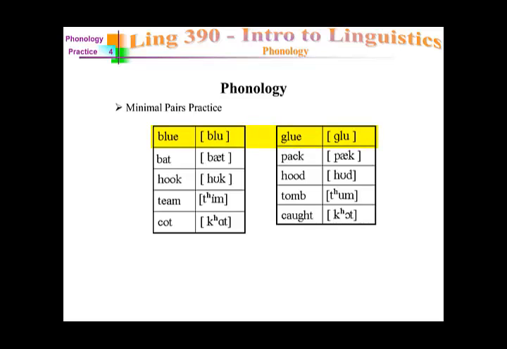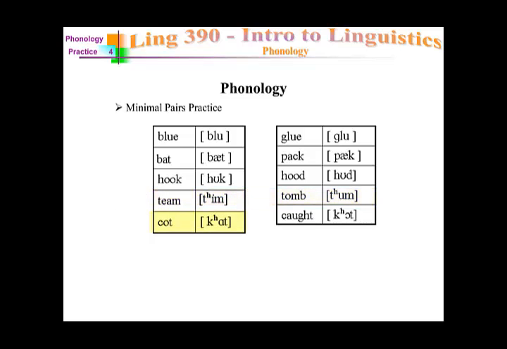Blue and glue are a minimal pair, establishing that b and g are used to contrast meaning. Similarly, hook and hood do the same thing for d and k. And team and tomb show that e and oo are different.